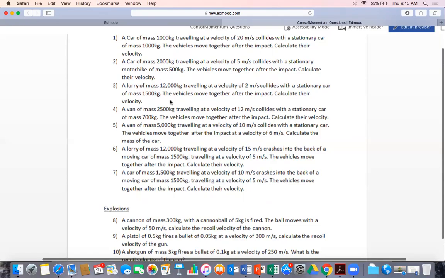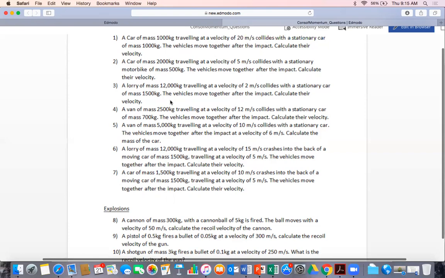Okay, traveling at a velocity of 20 meter per second. So 1000 kg traveling 20 meter per second. Okay, it collides with a stationary car. Stationary car means a car that is not moving. And that car is also 1000 kg, but since it's not moving, it's 0 meter per second.